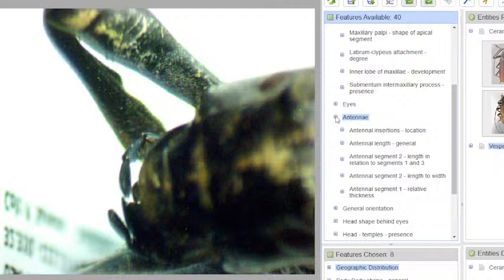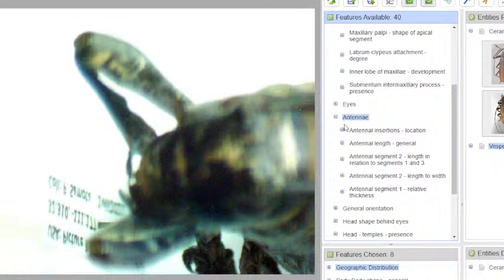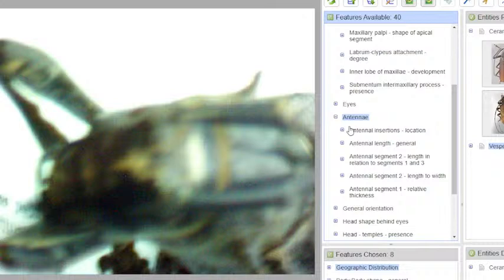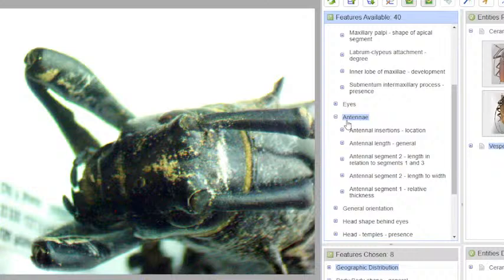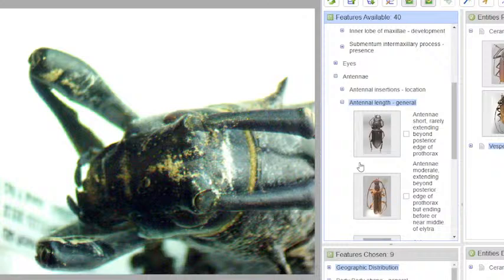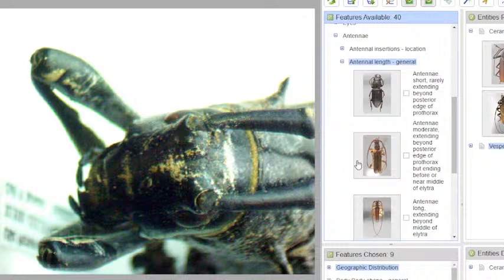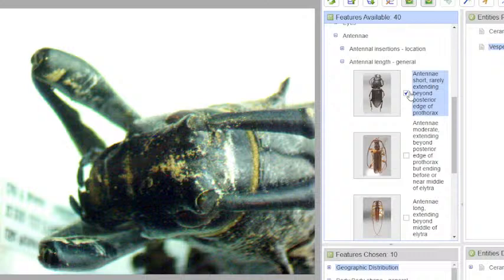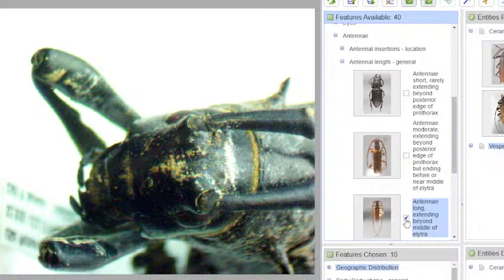Alright, let's look at the antenna. The antenna are fun to look at. Alright, so antenna insertions. I would say the antenna insertions are between the eyes and not near the mandibles, considering the mandibles are all the way down its face. Its antenna length is going to be on the moderate side. I guess Lamians are supposed to have antenna that extend beyond the middle of the elytra. I guess maybe a little.